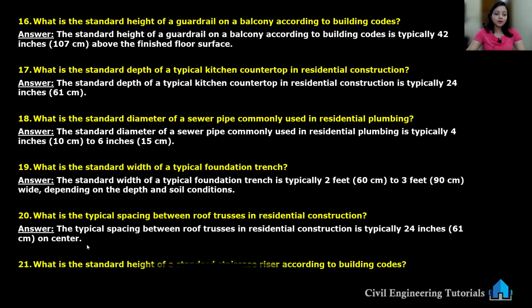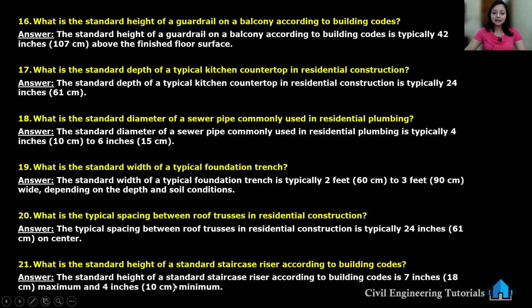Next, what is the standard height of a standard staircase riser according to building codes? So the answer is the standard height of a standard staircase riser according to building codes is 7 inches or 18 centimeter maximum. Maximum you can go 7 inches or 18 centimeter and minimum 4 inches, that is 10 centimeter minimum. Okay.